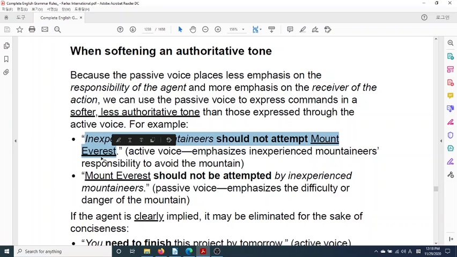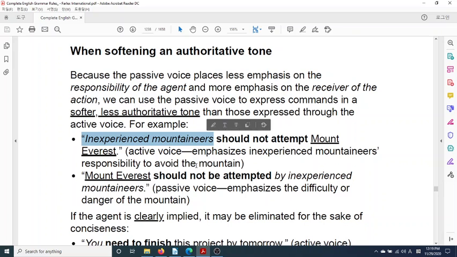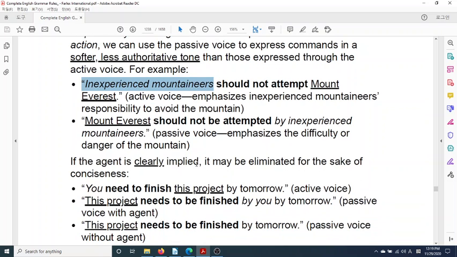I'm an experienced mountaineer and you're not. But let's do it in a passive voice. Mount Everest should not be attempted by inexperienced mountaineers. This makes it sound much more like a suggestion, right? And I'm emphasizing the mountain being dangerous more than I'm emphasizing you being inexperienced. Does that make sense? It kind of softens the blow a little bit. It makes it sound more cautious in my advice, in my authority.